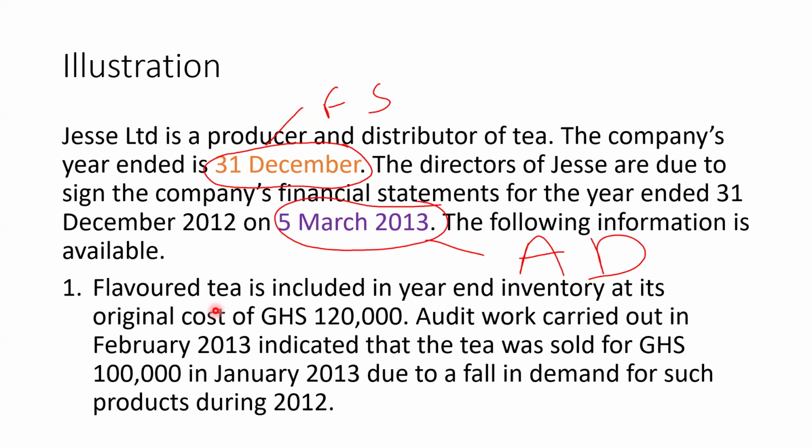Now let's look at the first event. Number 1, Mr. Morrison. Number 1, flavor tea is included in year-end inventory at its original cost of 120,000 cedis. Audits carried out in February 2013 indicated that the tea was sold for 100,000 cedis in January 2013 due to a fall in demand for such products during 2012. Okay, so is this an adjusting event or a non-adjusting event?